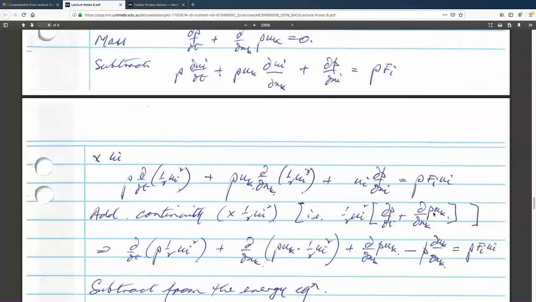Yes, so you can see that this is rho d dt of a half ui squared. If I add this one here, I'll have a half ui squared d rho dt. And so this term plus this term is d dt of rho times a half ui squared. And the same will be true for this term times a half ui squared and this term. And I'll have a d dxk of rho uk times a half ui squared.